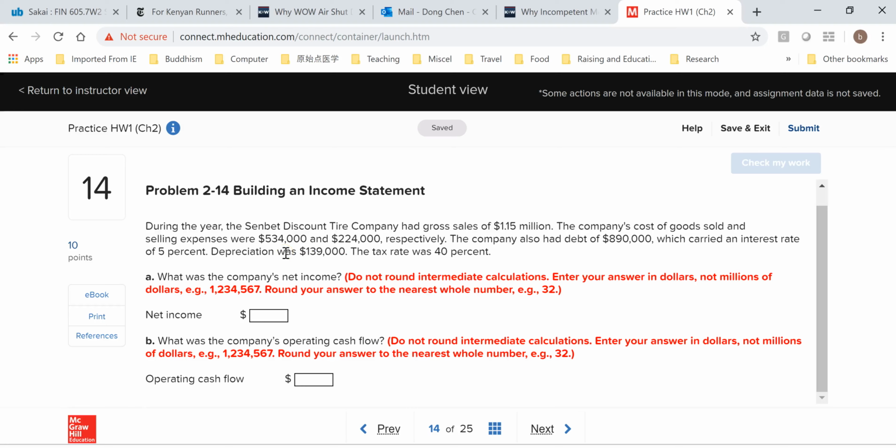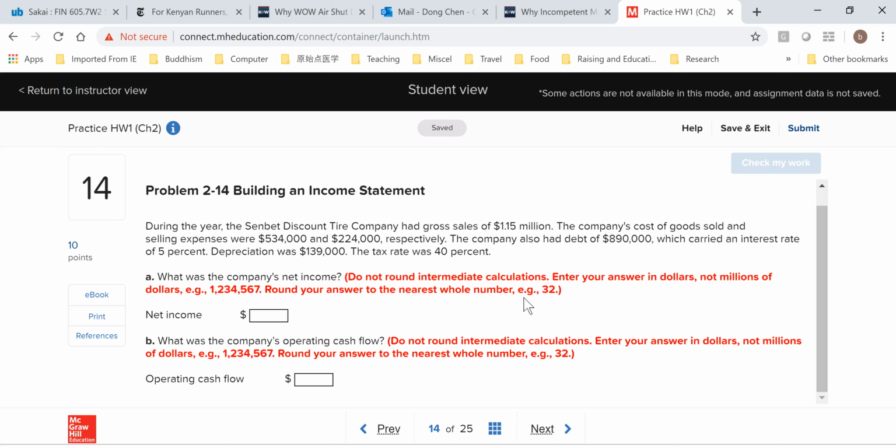This is question number 14 of the practice homework 1 for chapter 2, problem 2-14. So here we're provided with information about the income statement, for example, the gross sales, cost of goods sold, and selling expense, and also debt level and interest rate, and depreciation expense and tax rate. So part A, what was the company's net income?